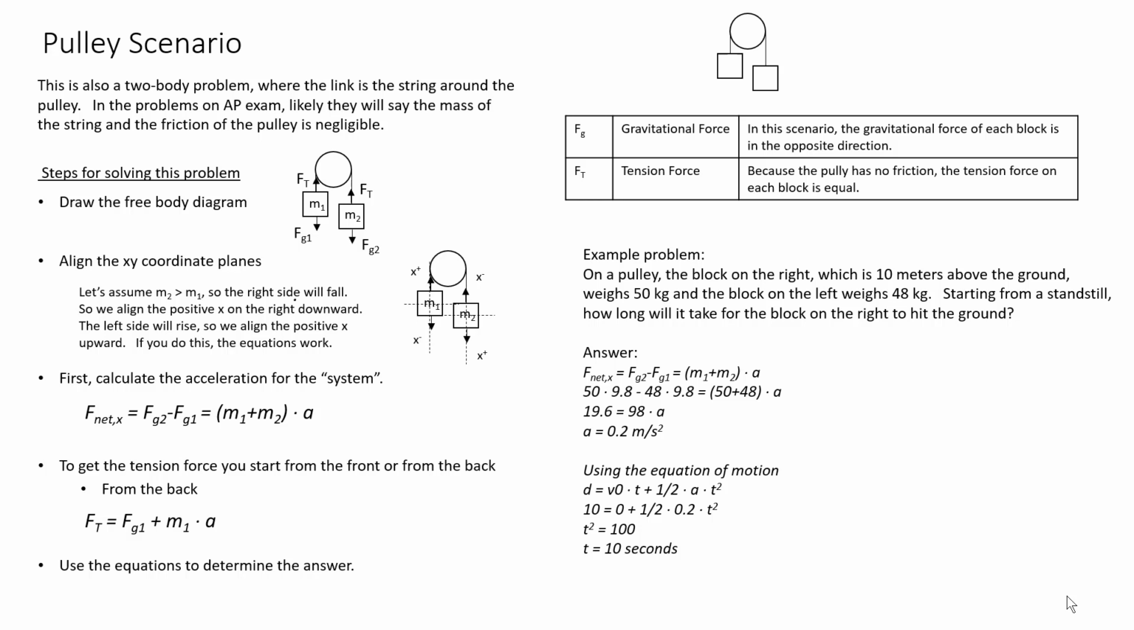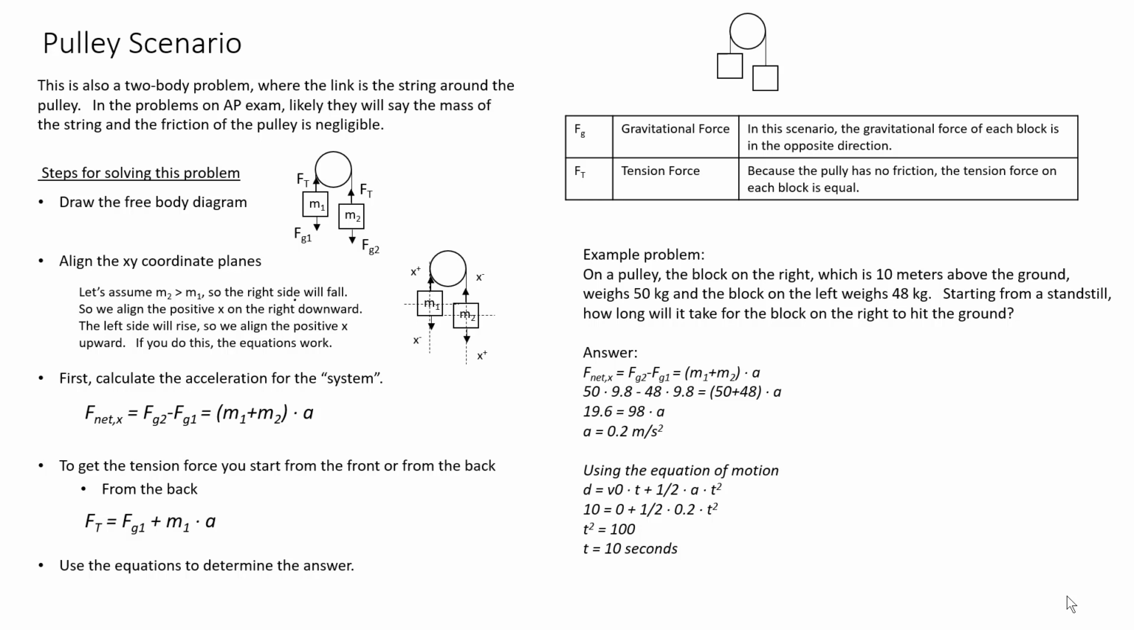Now to get the tension force, you start from the front of the train, that would be M2, or the back of the train, M1. From the back, it would be the gravitational force of M1 plus what it takes to move M1 at that acceleration. So that's about all we need to know for a pulley scenario, and if you analyze it in this way, you can answer any question.